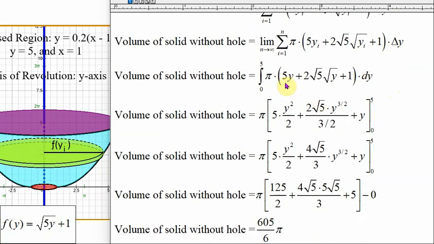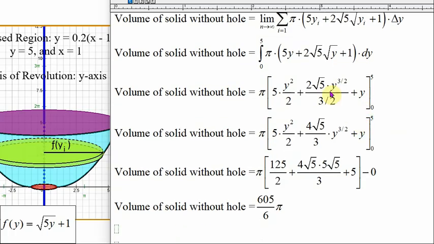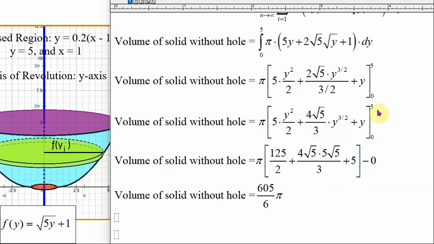And then we just integrate. And so here's the pi, and then the integral of y is y squared over 2, and then the integral of the square root of y, which is the same as y to the 1/2, would be y to the 3/2 divided by 3/2. And then the integral of 1 is just y. And then this part right here becomes 4 times the square root of 5 over 3. And then we need to evaluate from 0 to 5.